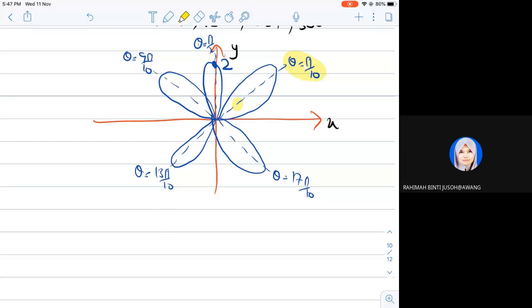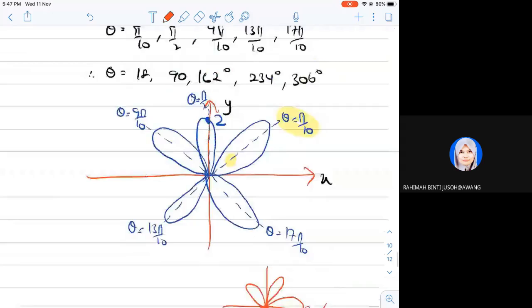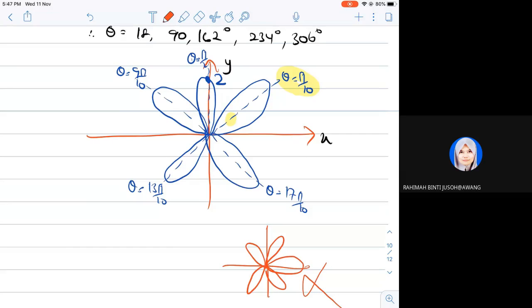Okay guys, let's say if you answer this question without knowing where the position is, you just draw randomly. Sometimes you can draw like this. This also has 5 petals but this is wrong. Right? This is not reflecting the position for this question. Understand? Those who have already memorized can go direct. That's why I said if you have memorized, you can straight away sketch the graph.